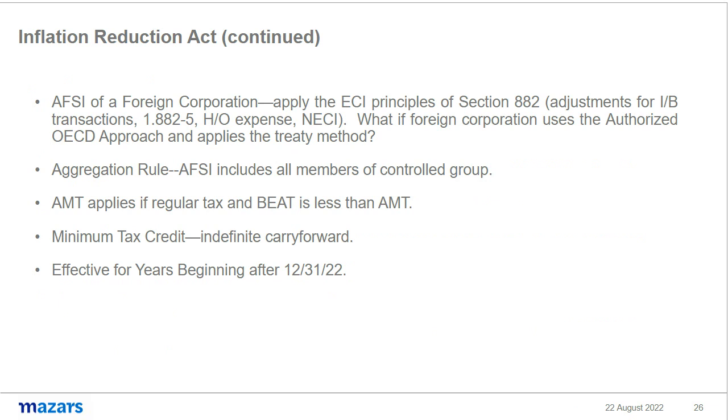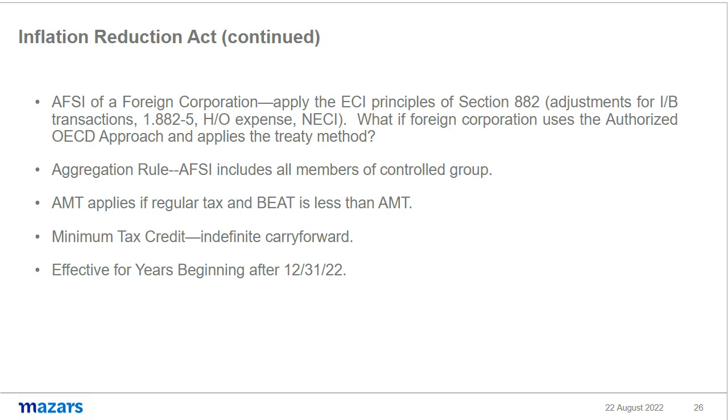There are questions as to what is the starting point in determining the adjusted financial statement income of a U.S. branch of a foreign corporation. An argument can be made that you would apply the effectively connected income principles of Section 882. And you would have adjustments for interbranch transactions, interest expense under 1.882-5, head office expense, and non-effectively connected income.